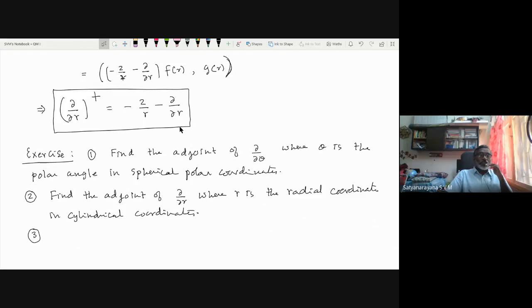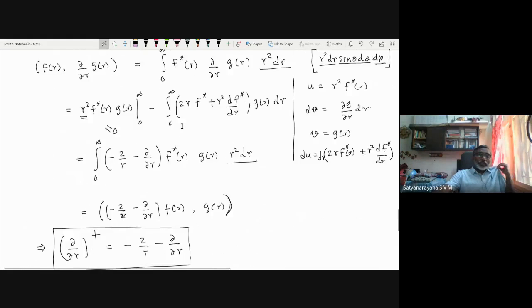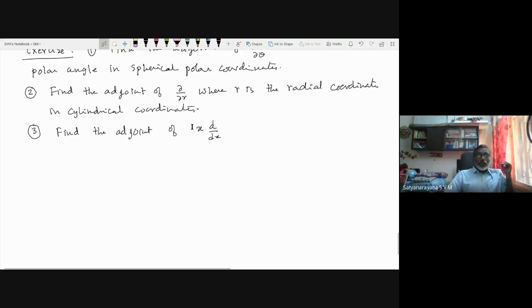And third, of course, find the adjoint of x d by dx operator. Okay, x is multiplied with d by dx. So these three exercises will probably give you an important skill, I may call it, of finding the adjoint of an operator.